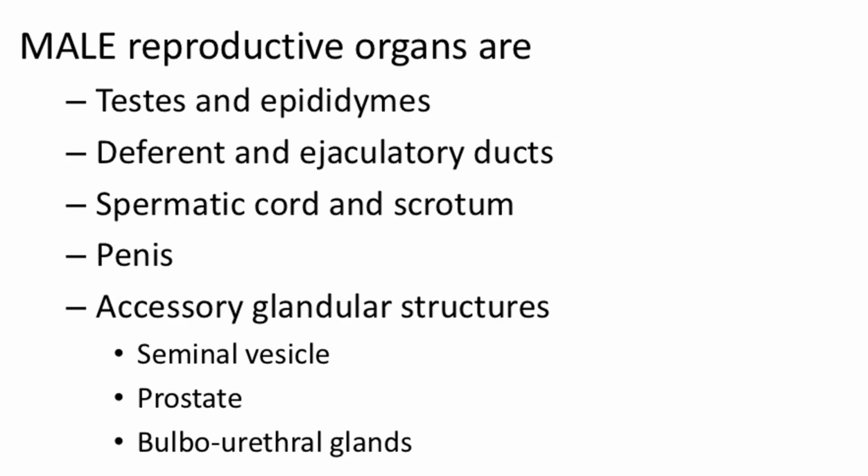When it comes to the male reproductive system, the structures that we're going to talk about, as you can see on the screen, are the testis, the epididymis, the vas deferens, the ejaculatory duct, the spermatic cord, the scrotal sac, the penis, and the accessory glands. With accessory glands, I mean the seminal vesicle, the prostate, and the bulbourethral gland, also known as the Cowper's gland.